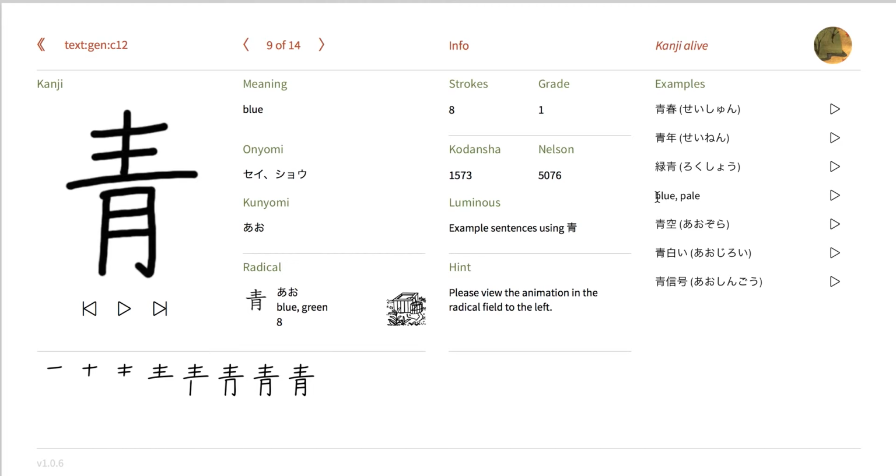So we have aoi, the color blue. It can also mean pale. If somebody says kao ga aoi, right, your face is blue, what they mean is you look pale. This is also used, seinen is youth, seishun, your blue spring, your springtime of life, again, your youth or adolescence. Aozora, blue sky. Aoshingo, a green light.